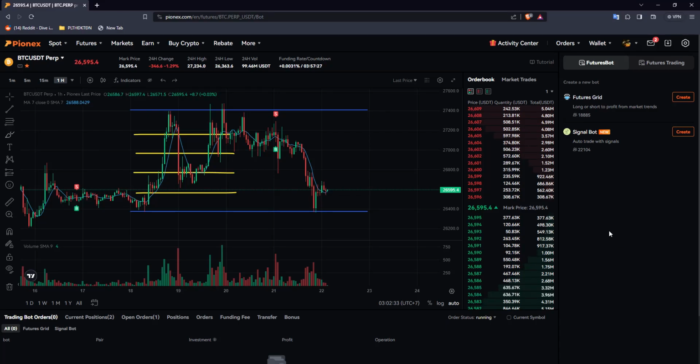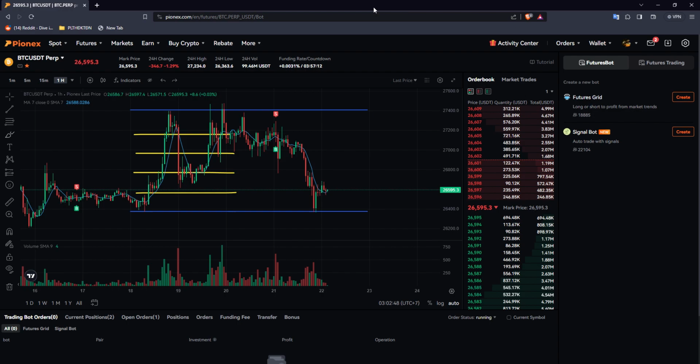So I've seen some questions from you guys about the futures grid bot, so that's why I'm making this video to teach you guys more about how it works and all these settings you guys need to pay attention to. So first, let's look at how grid trading works.